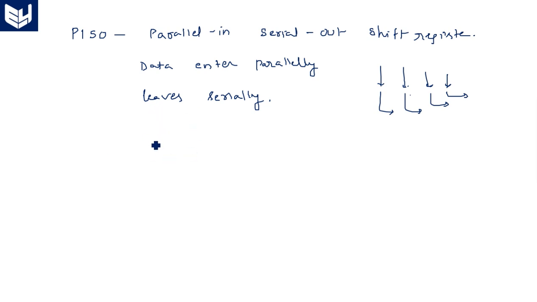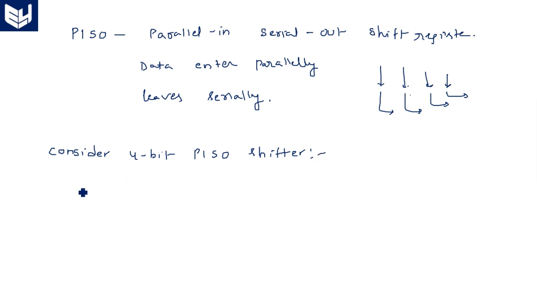But the construction is not easy, as we have seen in the previous 3 cases. This construction involves additional logic circuitry, because data has to be loaded as well as moved serially among the flip-flops. Okay, consider a 4-bit parallel in serial out shift register.